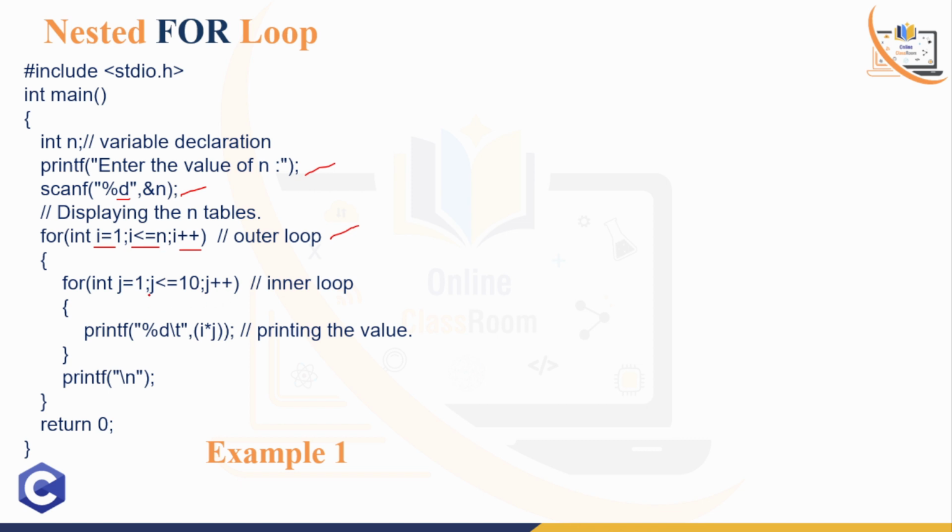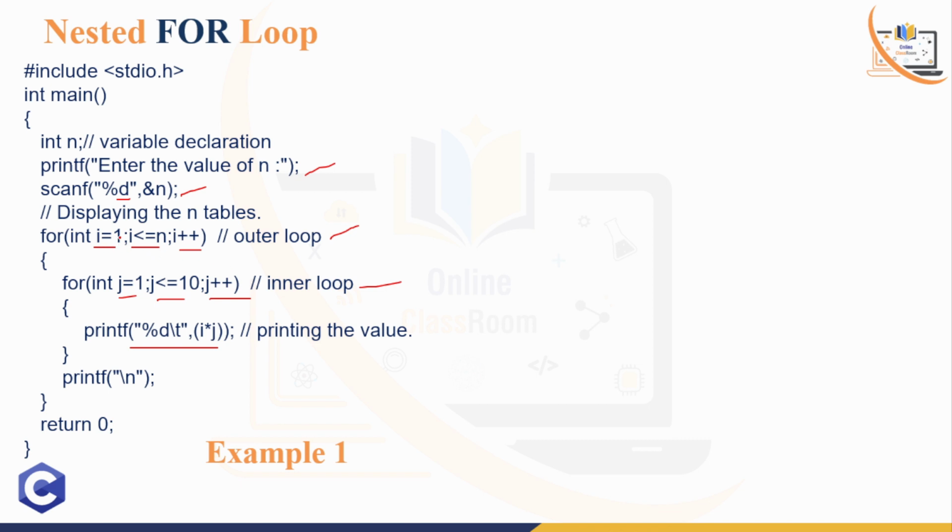Inside this loop, suppose I write another for loop here, where j starts with 1, j less than or equal to 10, and j plus plus. It means it will run 10 times, right? Suppose I print the value of i into j, so the first time it is 1 into 1, after that 1 into 2, after that 1 into 3, like that, right? So it will print.